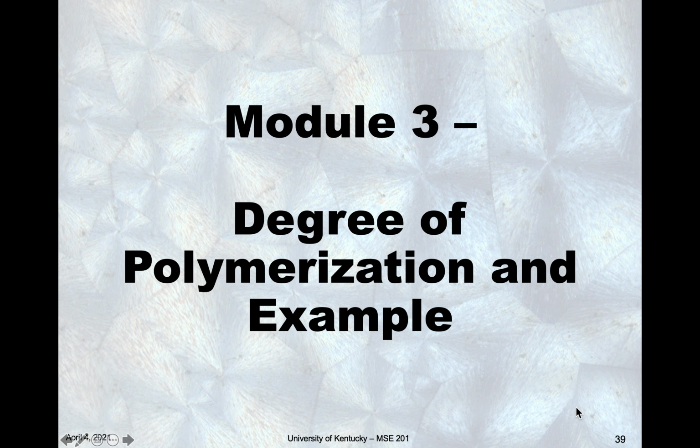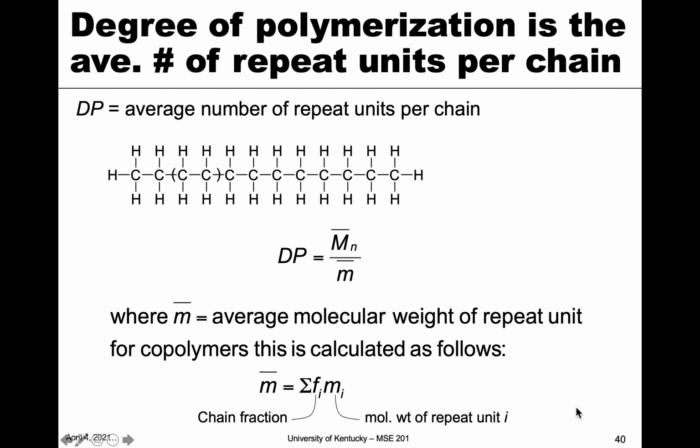All right, so in this module, we're going to talk about the concept of degree of polymerization and work through an example of that. So degree of polymerization is the average number of repeat units that is in a sample per chain. So it's basically connected to what we saw with the average molecular weight, but instead of doing that in terms of weight, it gives us the average number of repeat units we have per chain.